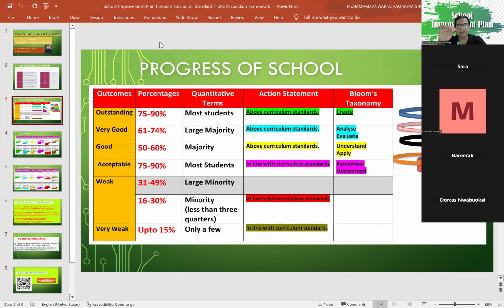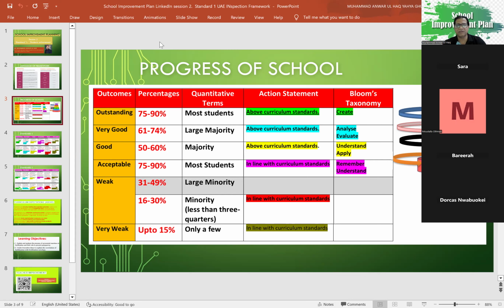Once you are familiar with the phrasing of your school rating, it becomes very easy to go for strategic planning. I hope you are all aware that if your school is rated acceptable or weak, it will be inspected according to the new inspection rules, every year.